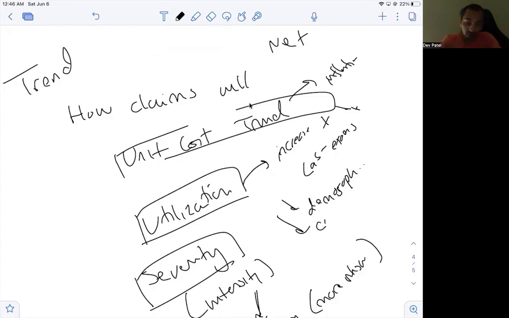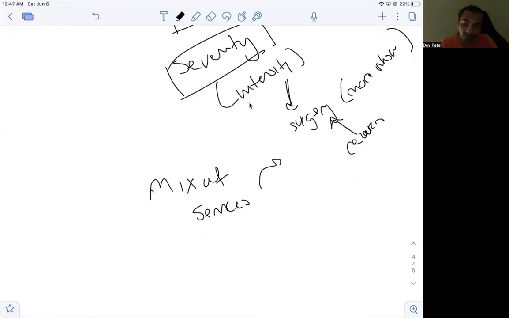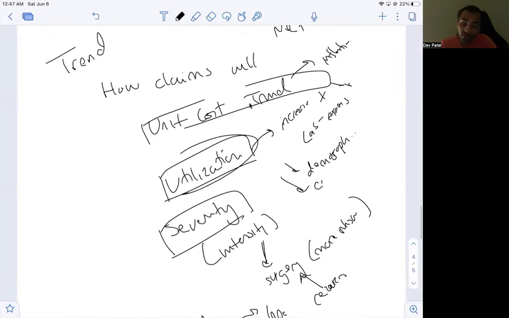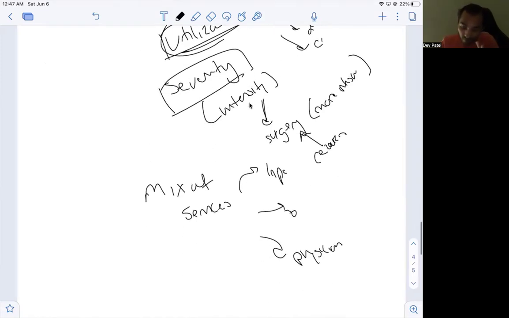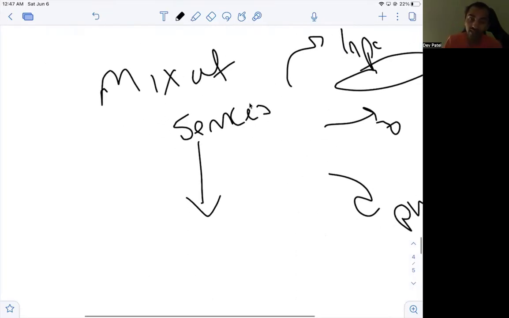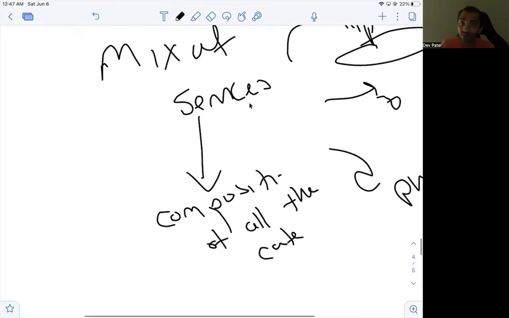We have utilization severity mix of services, referring to the fact that the consumers would use inpatient sometimes more often, outpatient versus physician. So it's the range of services that they would use compared to utilization, which is how often, given that they do use the service, how often will that service be used? So mix of services is the composition of all of the services and categories of services that they will use.